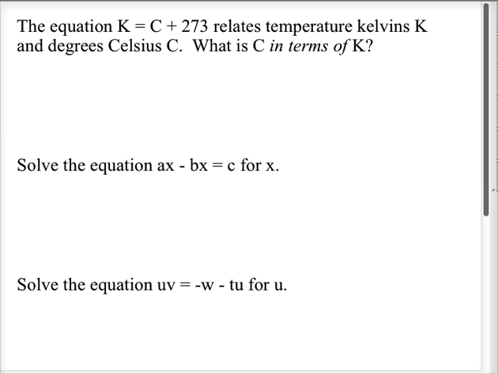All right, what about this next one? The equation K equals C plus 273 relates temperature in kelvins K and degrees Celsius C. And it has the same problem as the previous one. In fact, it's a slightly easier problem than the last one. So we want C in terms of K. So we want C by itself.